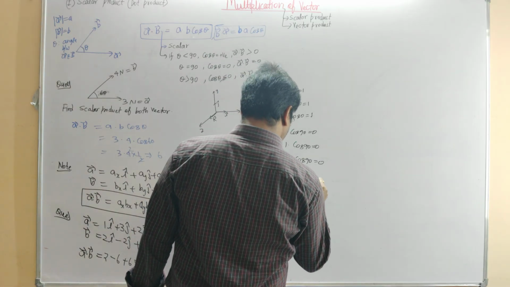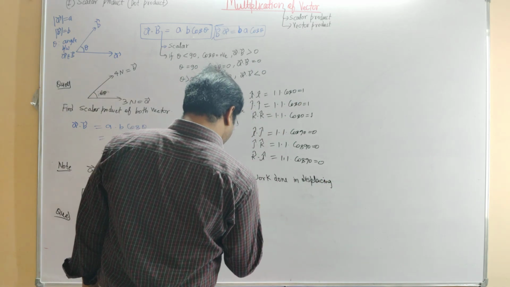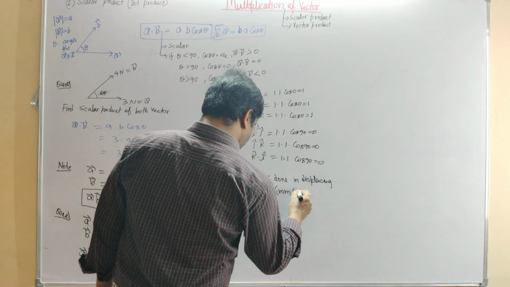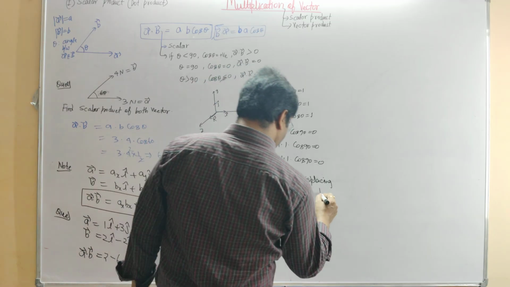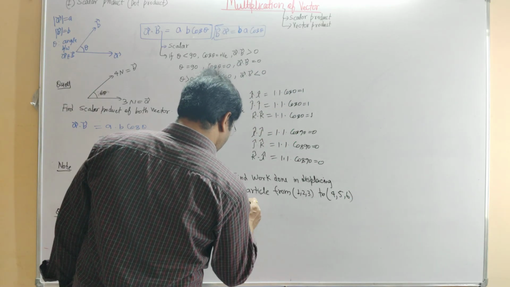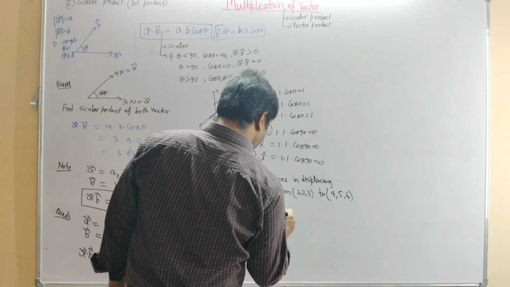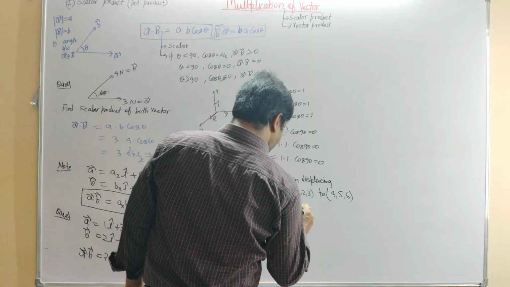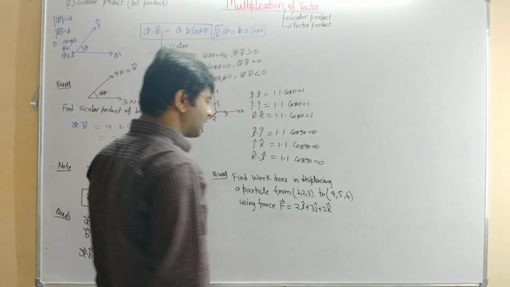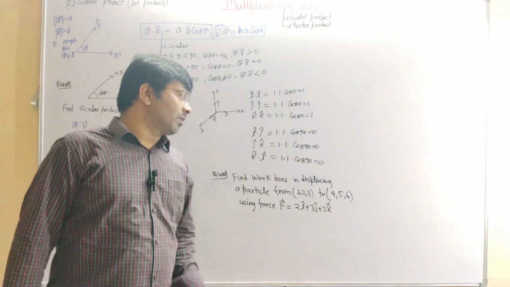in displacing a particle from (1, 2, 3) to (4, 5, 6) using force F equal to 2 i cap + 3 j cap + 2 k cap. This is the force I'm applying on a particle, and due to this force I'm able to shift the particle position from this point to this point.